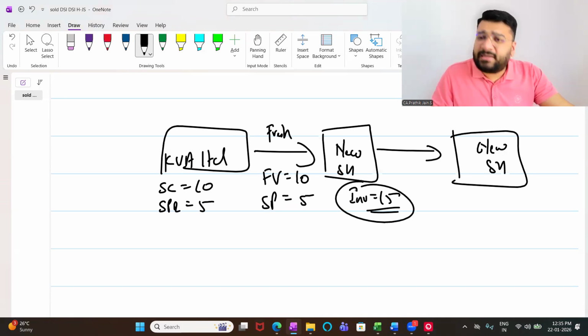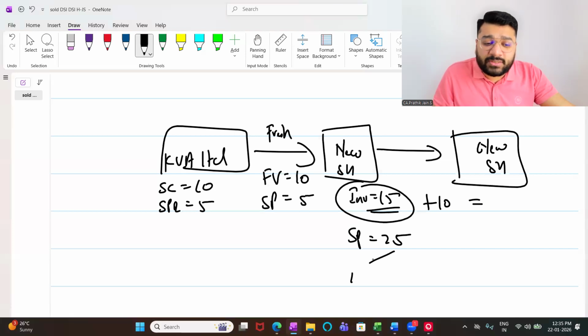Correct? Will you sell it at the same 15 rupees? No. With this 15 rupees, you will collect some extra money. Let's suppose you're collecting 10 rupees extra. So what is the selling price? 25 rupees. In that, 15 is cost, and 10 is what? Premium.